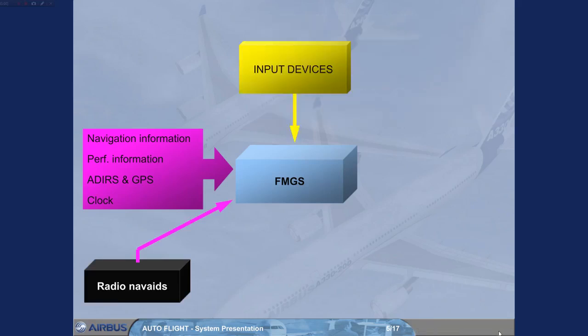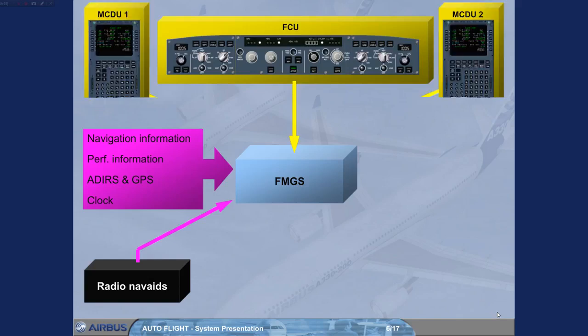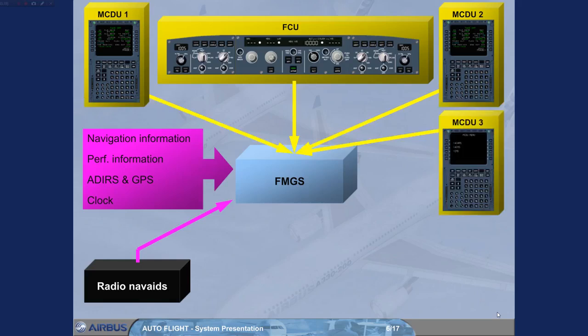The pilots provide inputs to the FMGS using a single flight control unit, FCU, for short-term interventions, and three multi-purpose control and display units, MCDU, for long-term interventions.